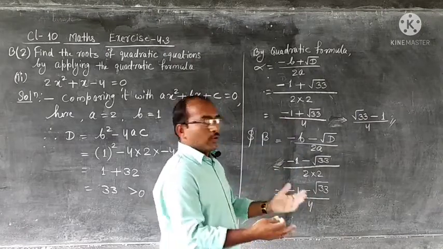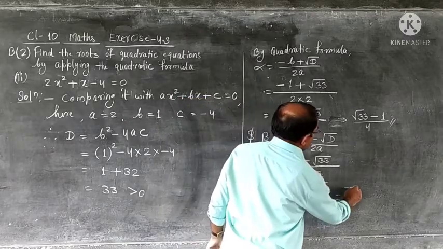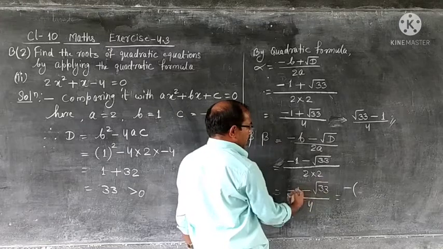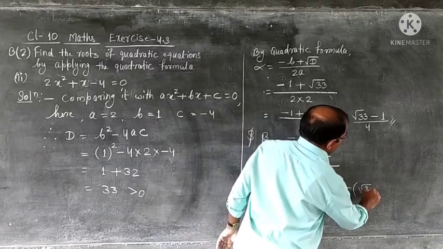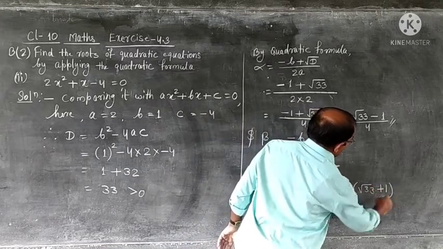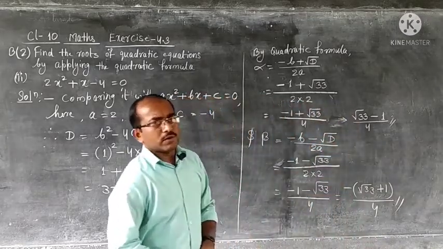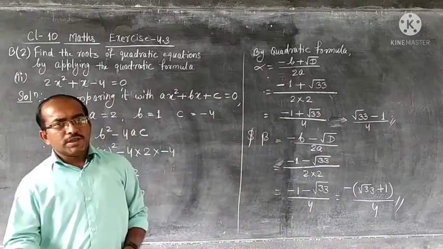If we feel like doing something more, we can do it. Here, minus 1, we will take minus common, then root 33 will be plus, 1 also will be plus. So, minus root 33 plus 1 by 4. So, we can bring it up to here also, these are the two roots of the quadratic equation. Very simple work to know. Let us go to number 3.